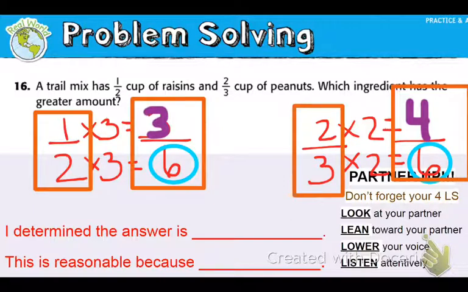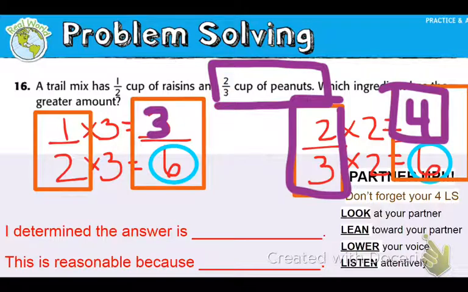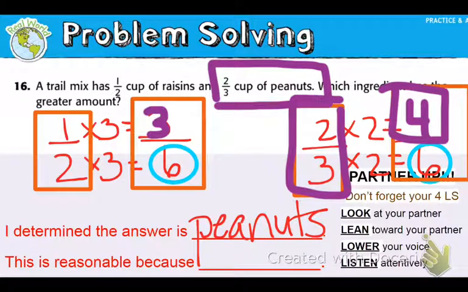So we already know which ingredient has the larger value. The 2/3 is bigger than the 1/2. So I determined the answer is the ingredient you need more of is peanuts. This is reasonable because 4 out of 6 is bigger than 3 out of 6.